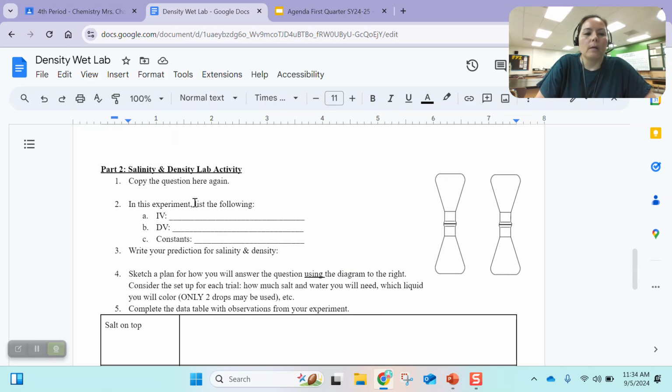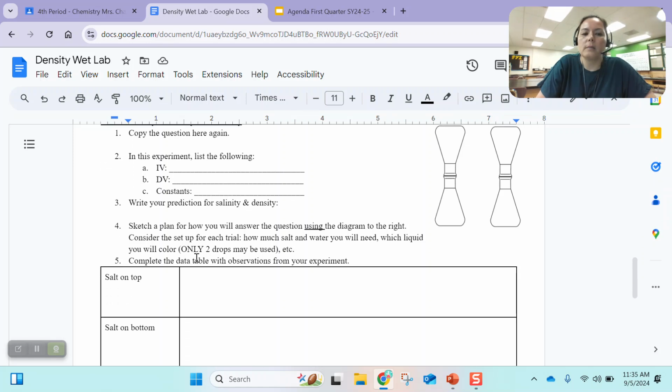Okay, so in your groups, please come up with the IV, the DV, and the constants. Write your prediction for salinity and density. Please sketch a plan that will include the question using the diagram to the right. At your lab table, everybody has a bottle of food coloring and a colored pencil that coincides with that color, so that way you can color in the pictures which ones you colored.